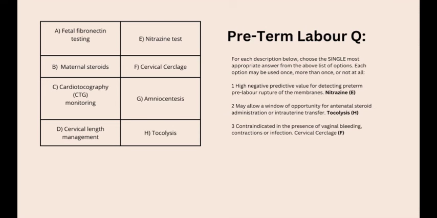And the final one is, you can't give a cervical cerclage in the situation where the patient has vaginal bleeding, contractions, or infections. This cervical cerclage is given as a prophylactic measure, just like a progesterone pessary or progesterone implant, given throughout the pregnancy to reduce the chance of preterm delivery. So it's not something that can be done acutely.